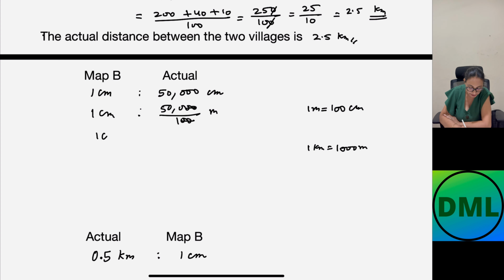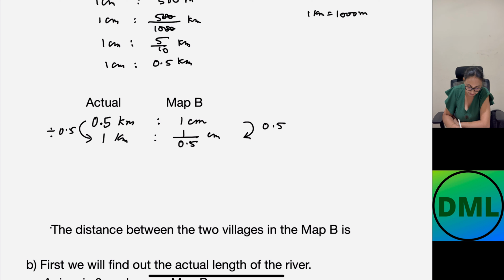1 kilometer will be written as, how do you reach from 0.5 to 1? Which operation are you going to do? Divided by 0.5. The same operation we are going to do here, 0.5. So 1 divided by 0.5. This will be in centimeter. If I move this decimal to the right, that means I am multiplying 10 in the numerator. 1 kilometer is written as 10 over 5 centimeter, which will be equal to 2 centimeter. 1 kilometer is to 2 centimeter.